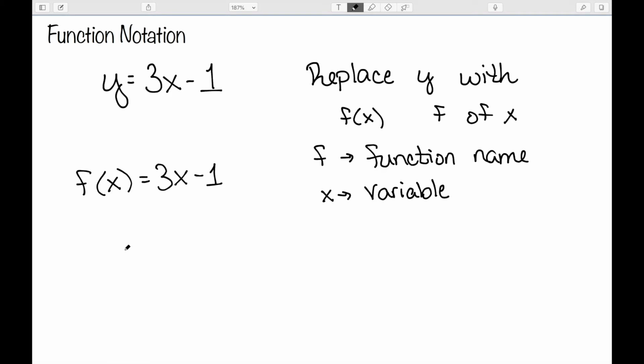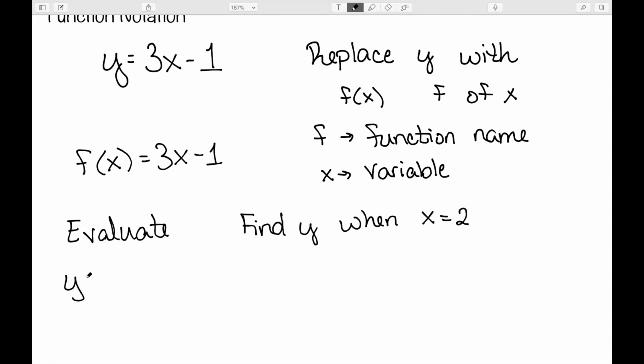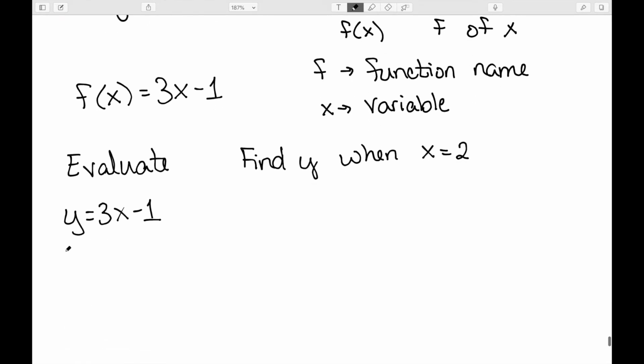So why do we need this different notation? Well, if I have y equal to 3x minus 1, let's suppose I want to evaluate. So what I want to do is find y when x is equal to 2. So using this notation, y equal to 3x minus 1, I'm going to let x be equal to 2, so I have 3 times 2 minus 1. 3 times 2 is 6. 6 minus 1 is 5.